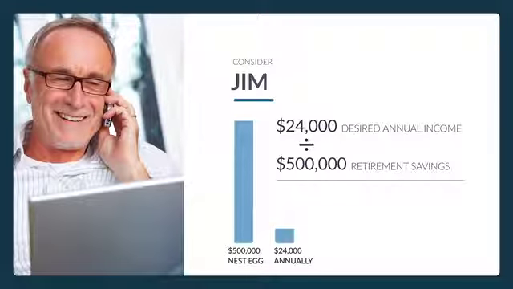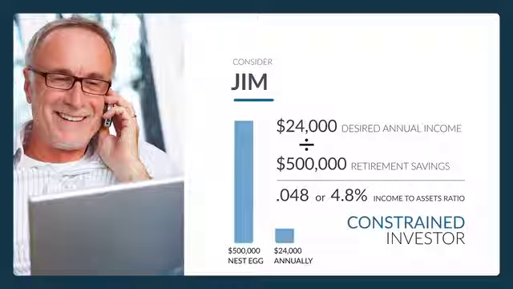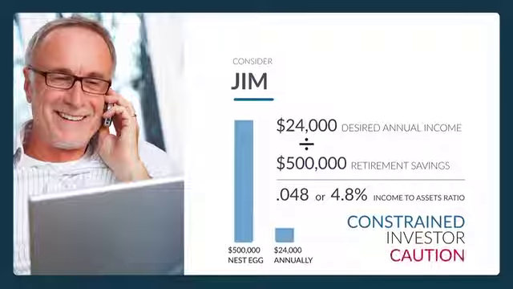$24,000 divided by $500,000 equals 0.048 or 4.8%. Jim's income to assets ratio of 4.8% places him in the constrained investor category. But what does that really mean? In a word, caution.